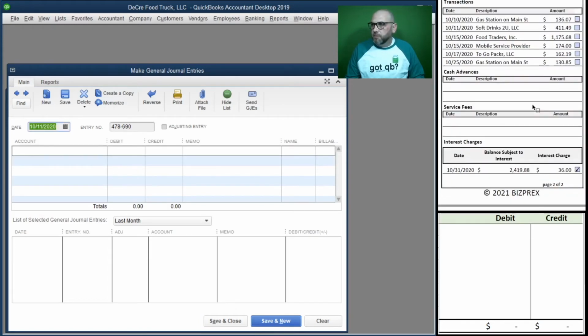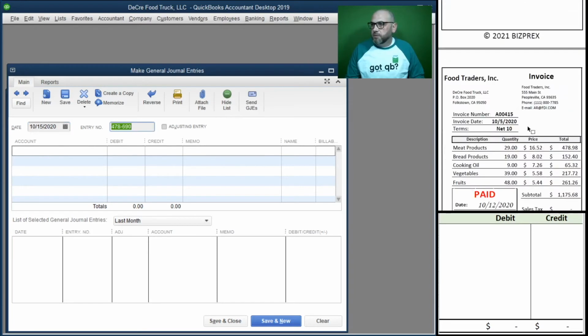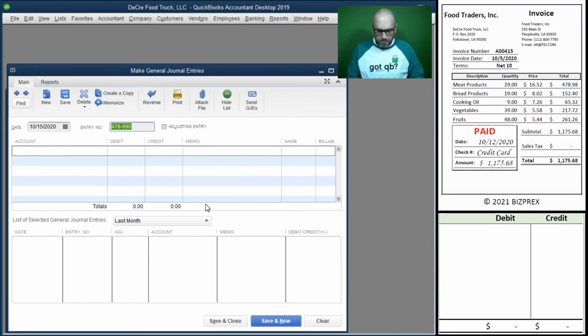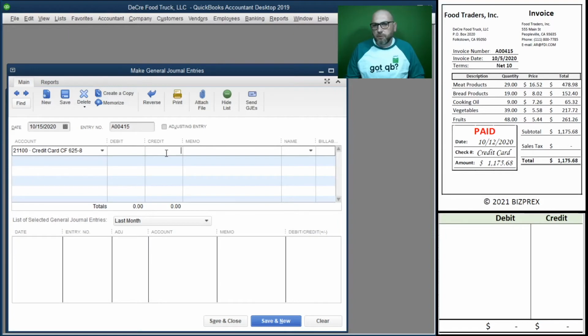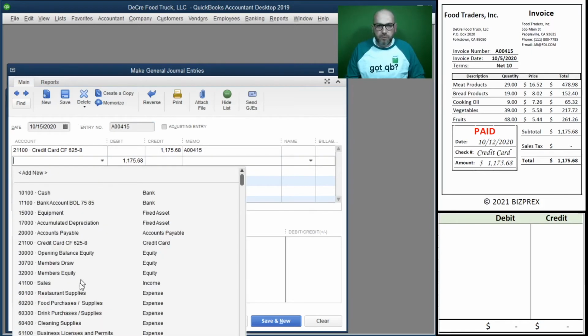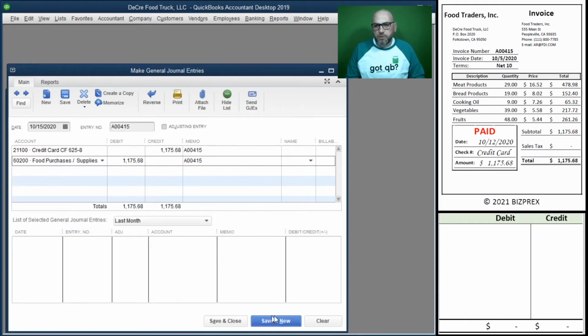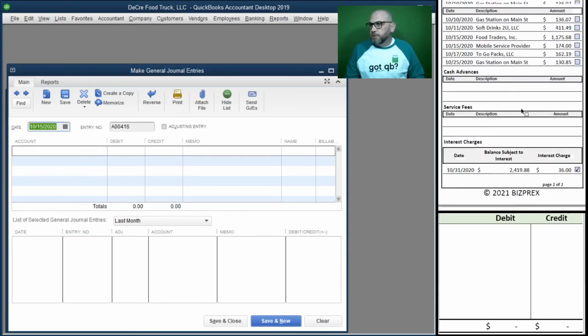All right, what else? We have a food traders transaction. Let's take a look at that one. Here it is. Good, again, same thing, right? Because we're booking for credit card. So here it is. Credit card is a liability. Liability is increased when credited. What else is happening, right? We're buying food purchase. Here it is. Expense goes up when debited. Save and new.